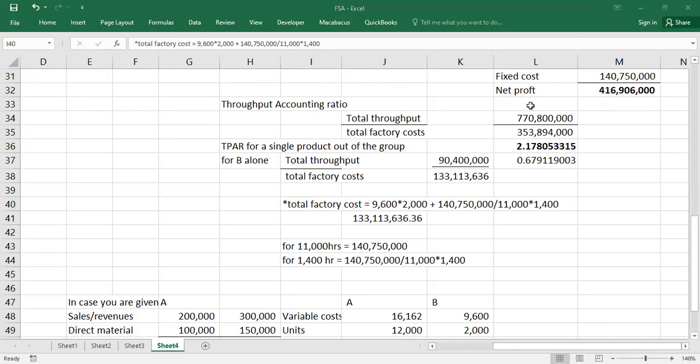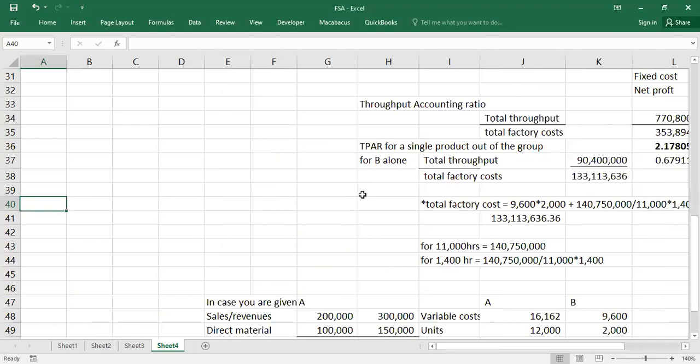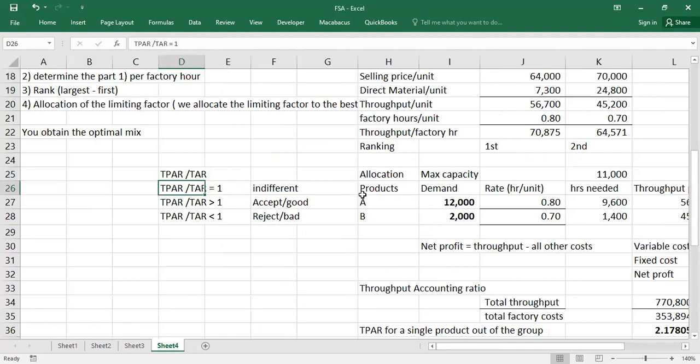If you're given operating expenses, they're the same as factory costs. Like I already told you, all these other costs, except material costs, are factory costs. So guys, that is how we do throughput for both single product and multi-product, and how you compute, comment, reject and accept. Last time I tried to predict regarding single and multi, it didn't come out well. So try to prepare for both.